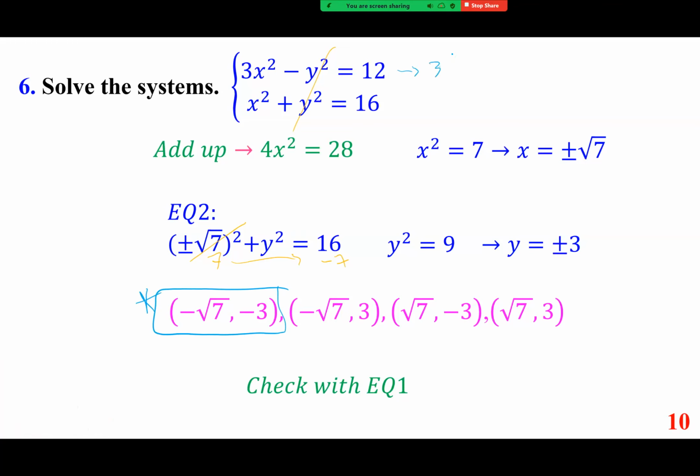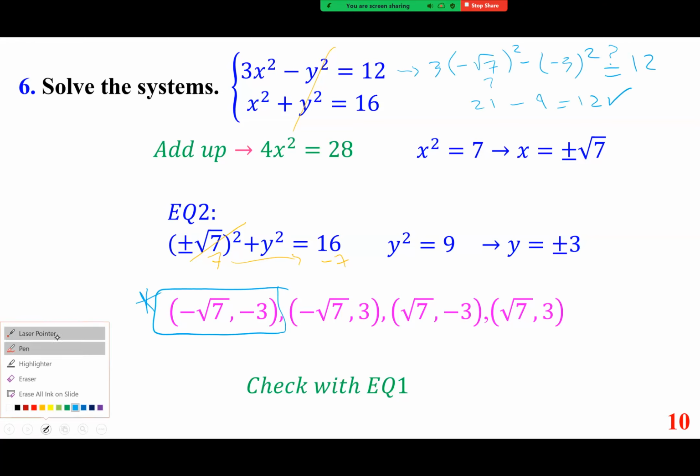we get 3 times minus square root of 7 minus -3 squared, and the question is it equal to 12? This is 7, so 3 times that is 21. This is -9, and it checks. So you should check your work always. You should check with the others, they work out the same.